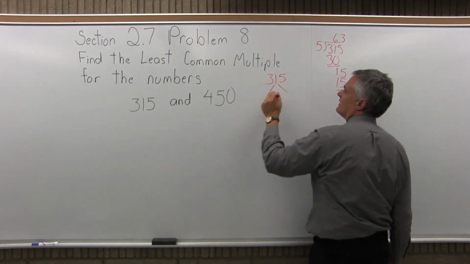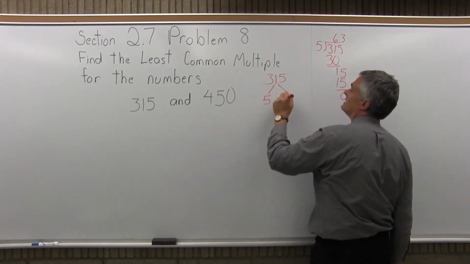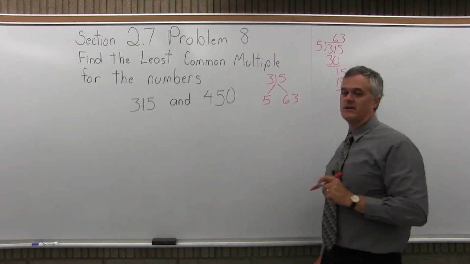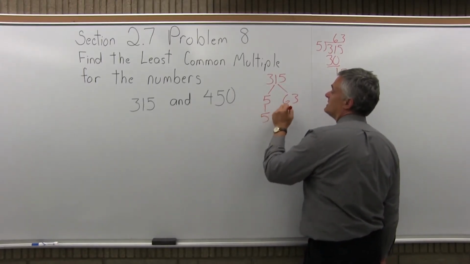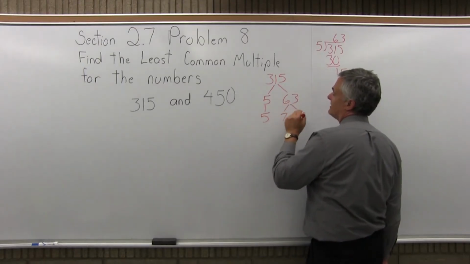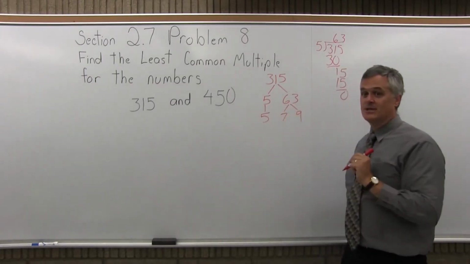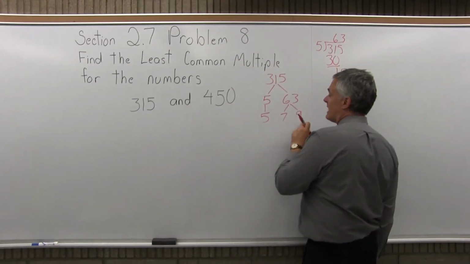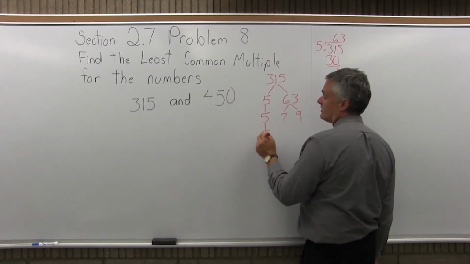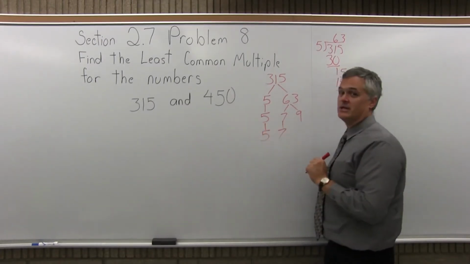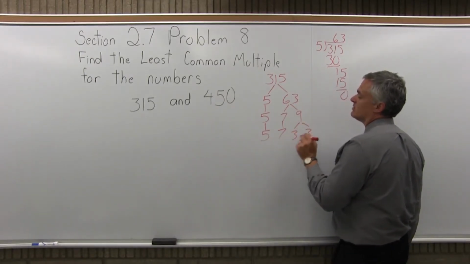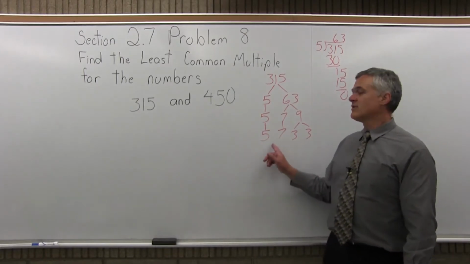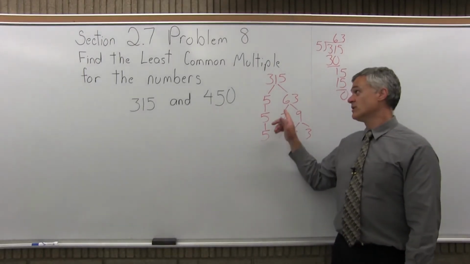So let's start with this. 315 is 5 times 63. So now the 5 is prime. That won't split up anymore. The 63 is not. It is 7 times 9. Now the 7 is prime. The 9 is not. So the 5 will come straight down. It won't split anymore. The 7 will come straight down. It won't split anymore. But the 9 can be split into 3 times 3. So now I have the prime factorization for 315.